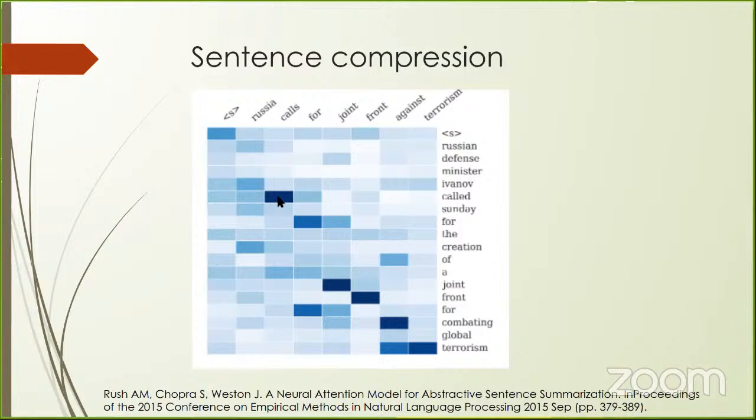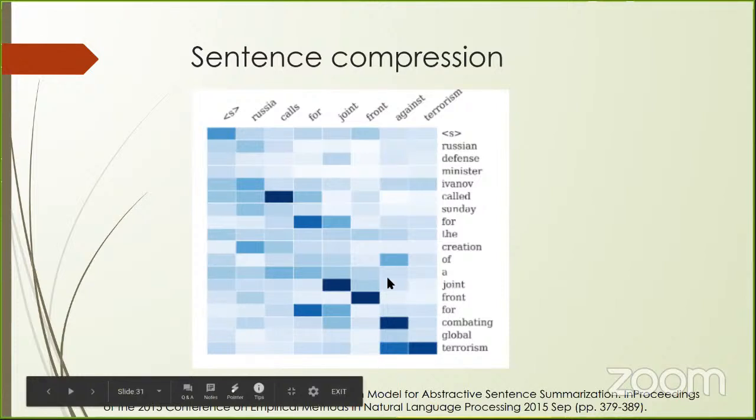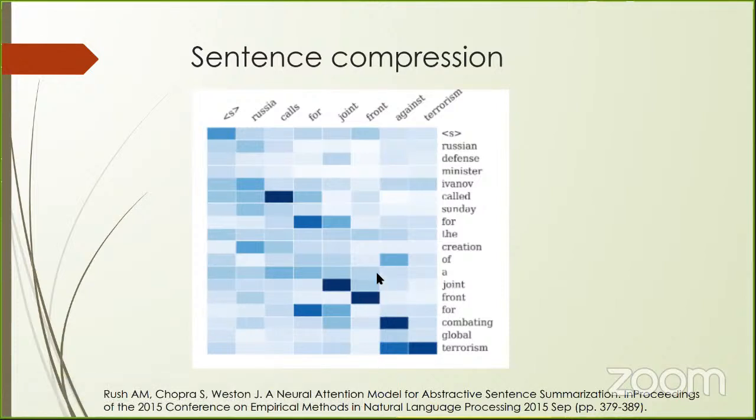So the darker the weight means that while generating calls, your system used information in this part of the sentence. So it no longer focuses on the whole sentence, it focuses on a particular part of the sentence. And while generating calls, it focused on this part of the sentence. Likewise, for generating front, it focused on joint front for. So these are the darker regions. This is where your system focused while generating front.